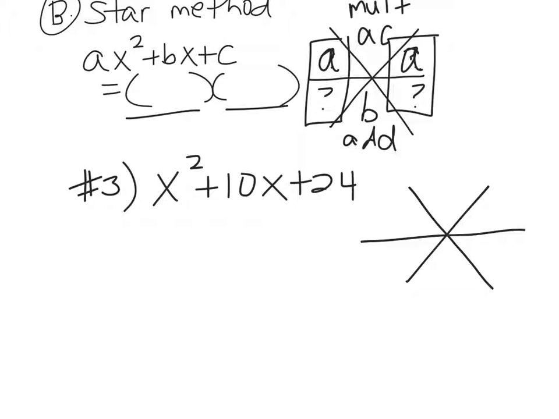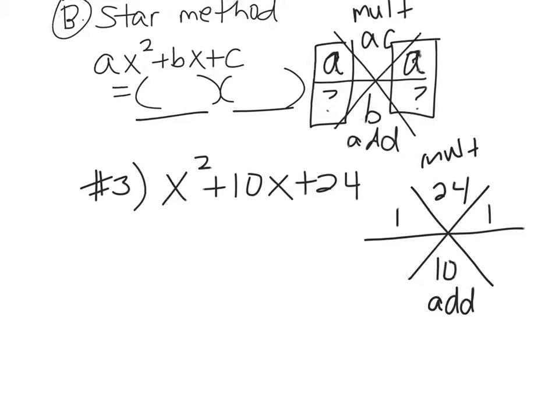So what you're going to do is you're going to take A times C, so 1 times 24, and you're going to write that number up top. Okay. On the bottom, you're going to put B for bottom, that's 10. And then I'm going to put a 1 here and a 1 there because that's what A is. Whatever A is is going to go here and here. And then you ask yourself, hey self, what times what multiplies to give me 24 and adds to give me 10?